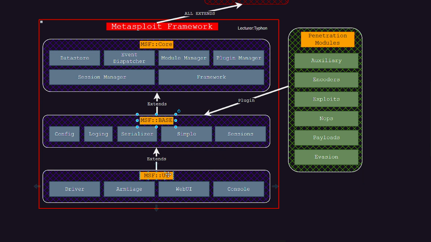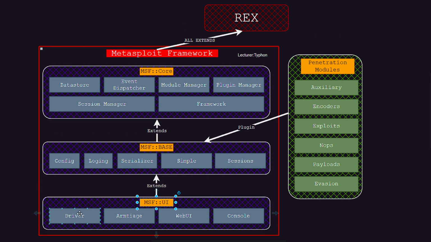And we also have the Metasploit UI here. These are the driver, Armitage, Web UI, and console. These are basically the interfaces here, like you can interact with a graphical user interface or user interface. For example, we can use the console, and so on, which we will use when we go to the practical side of Metasploit.